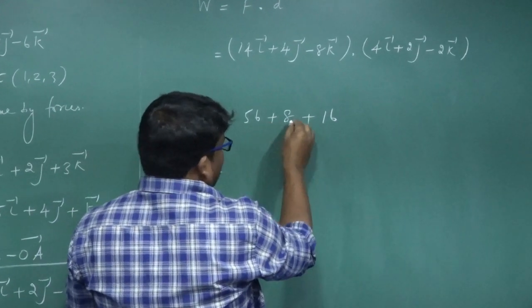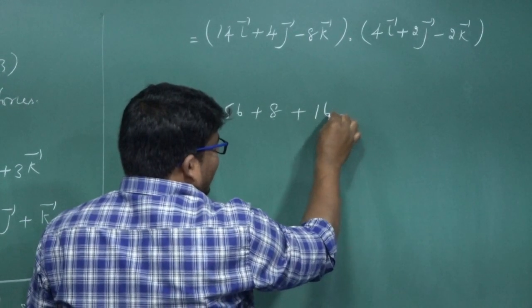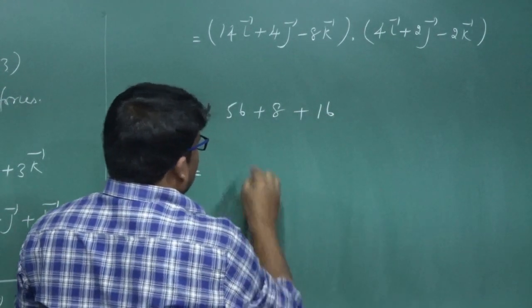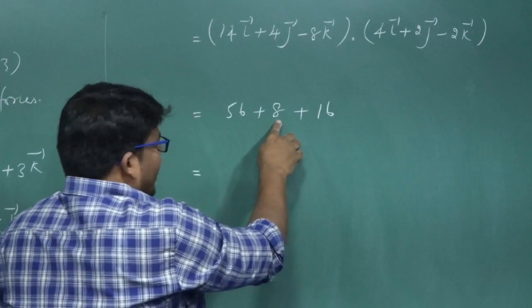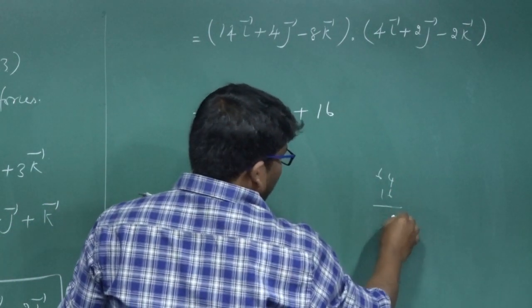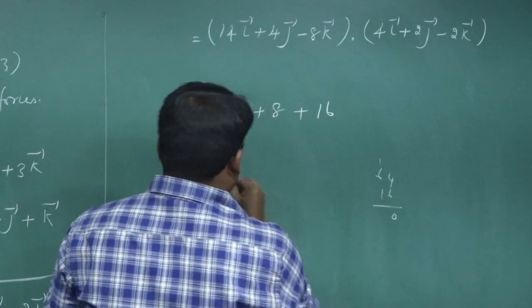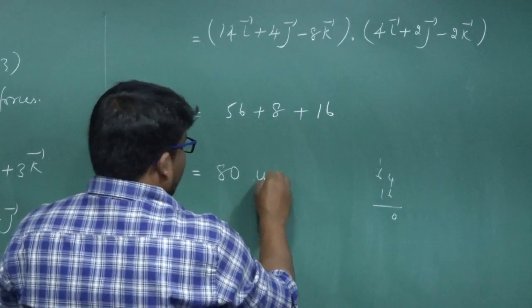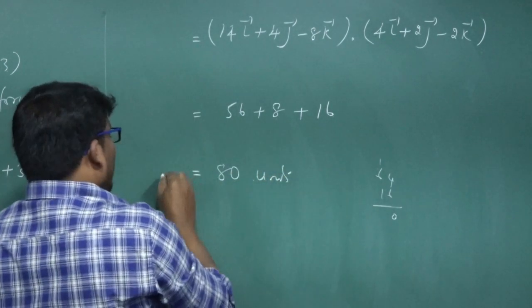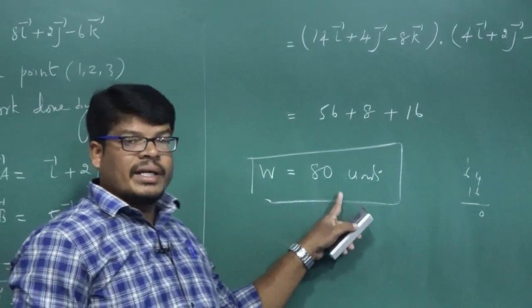Now add the values. 56 plus 8 is 64, and 64 plus 16 is 80. The result is 80 units. Therefore, the total work done is equal to 80 units.